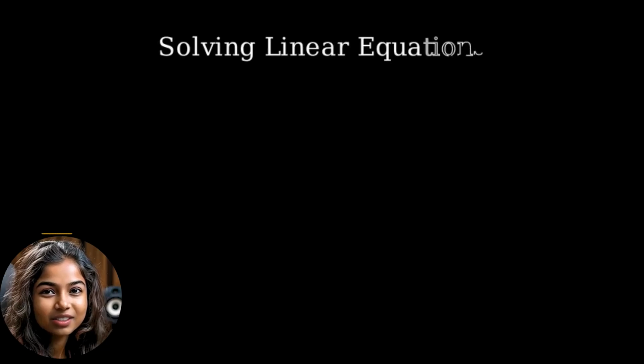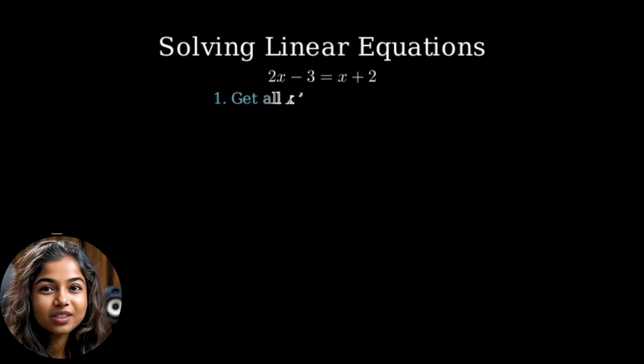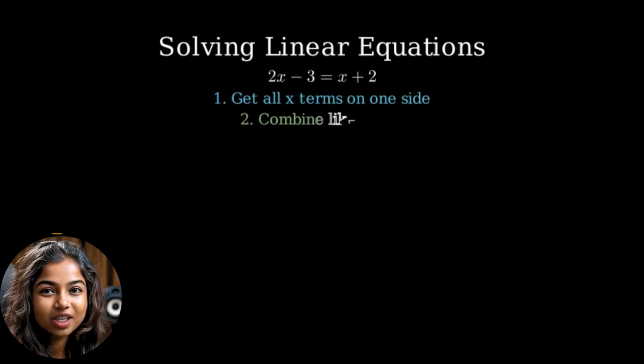Welcome. Let's solve this linear equation step by step. The equation we need to solve is 2x minus 3 equals x plus 2. To solve this equation, we'll follow these steps. First, get all terms with x on one side of the equation and all other terms on the other side. Then combine like terms. Finally, solve for x.